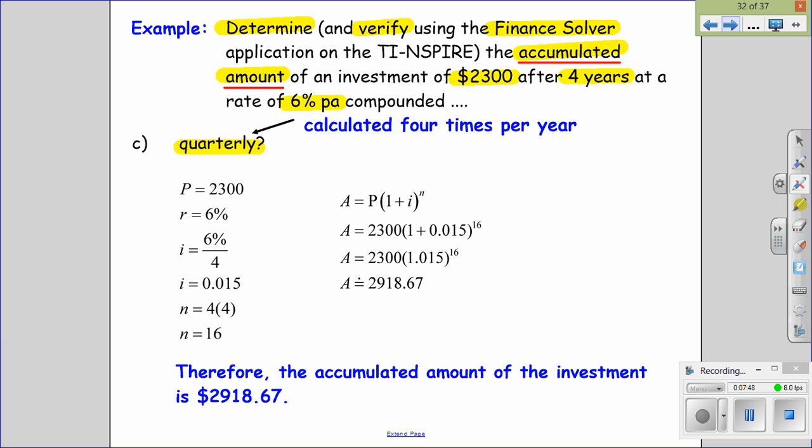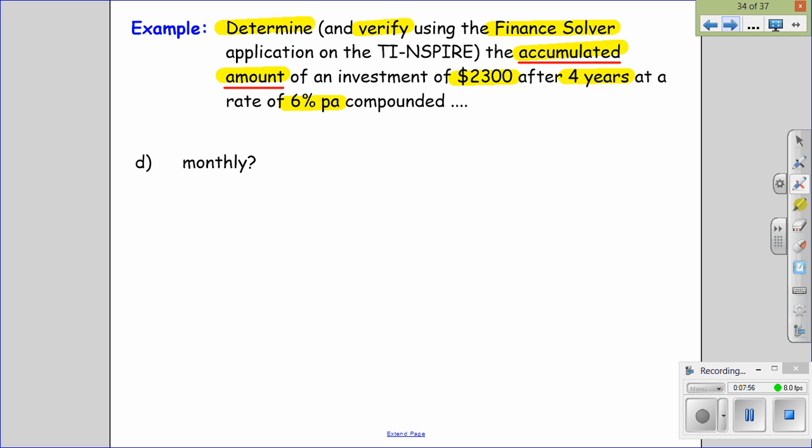And you should be noticing something that's happening. The more often I calculate my interest, the more money I end up with, which makes sense because we are in fact earning interest on our interest.